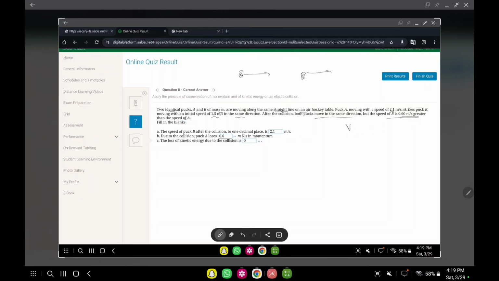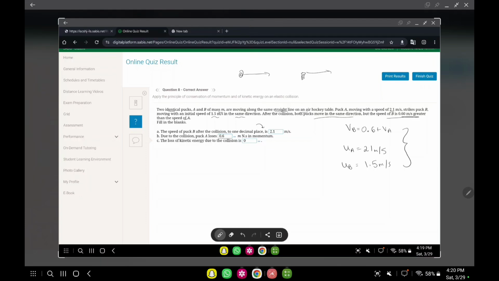So we can say VB is equal to 0.6 plus VA, right? What do we know? They gave us UA, which is 2.1, and UB, which is 1.5 meters per second. So we have that given. What is the speed of puck B after the collision?